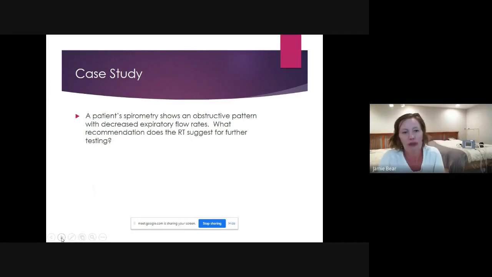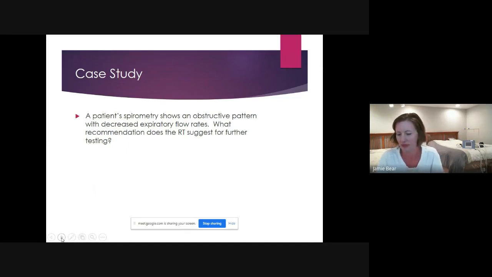questions. So we have a patient whose spirometry shows an obstructive pattern with decreased expiratory flow rates. What recommendation does the RT suggest for further testing? Does anybody have any idea? What would be the respiratory therapist's next suggestion? How about another test? Can anybody think of something else you might want to do?